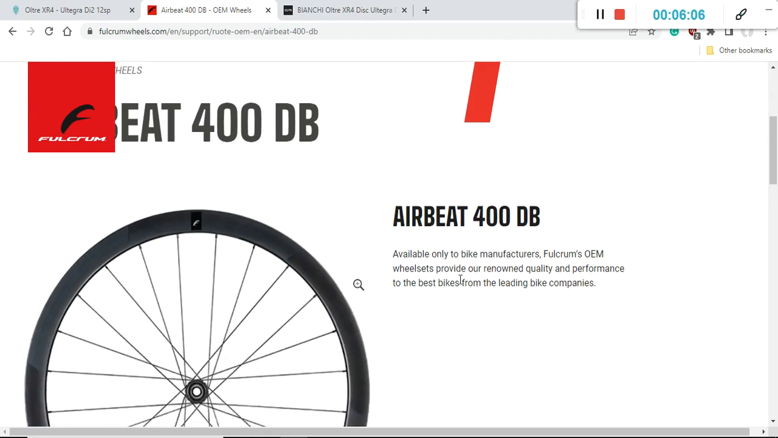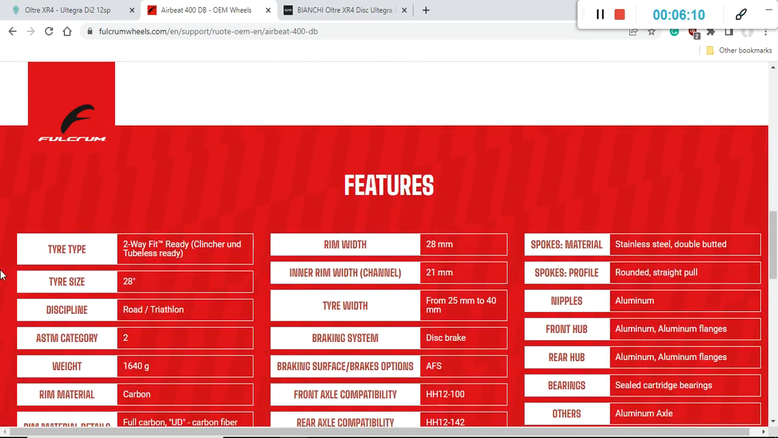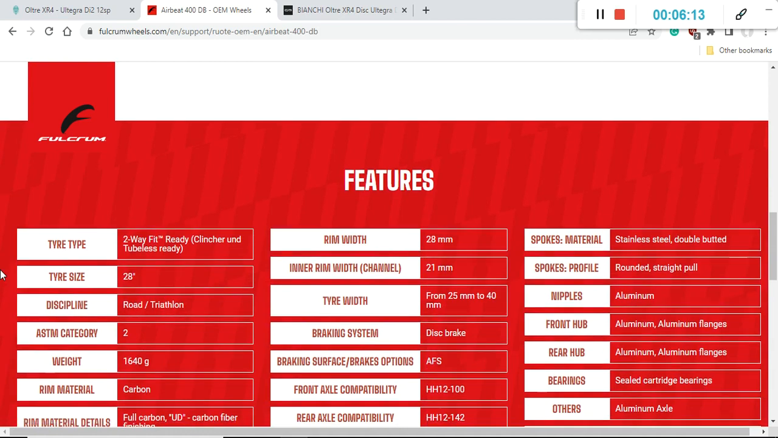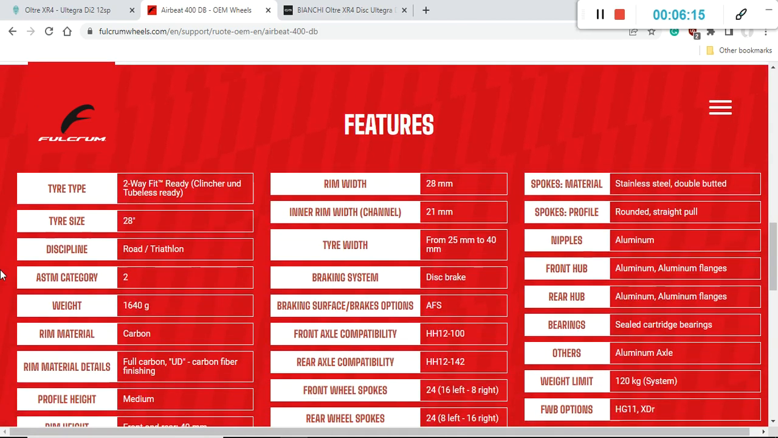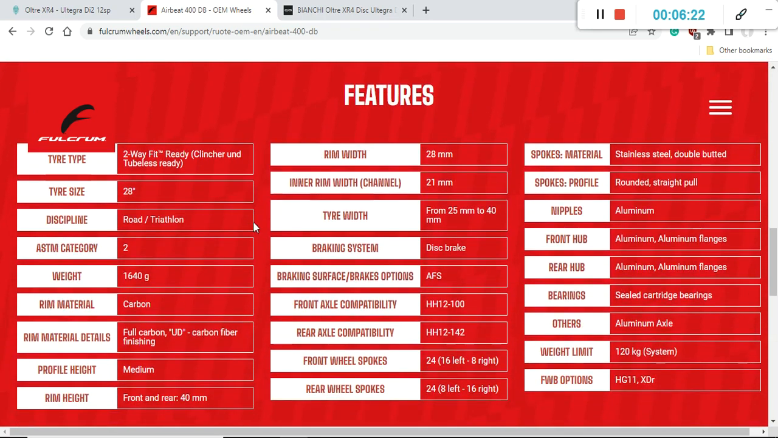If this is the wheelset that's included on the bike, then this would be a carbon fiber, tubeless ready wheelset with a total weight of 1640 grams, with a rim height of 40mm and an internal rim width of 21mm. Hubs are classical Fulcrum sealed cartridge bearing hubs, and the spokes are 24 at the front and 24 at the rear, classical stainless steel spokes.